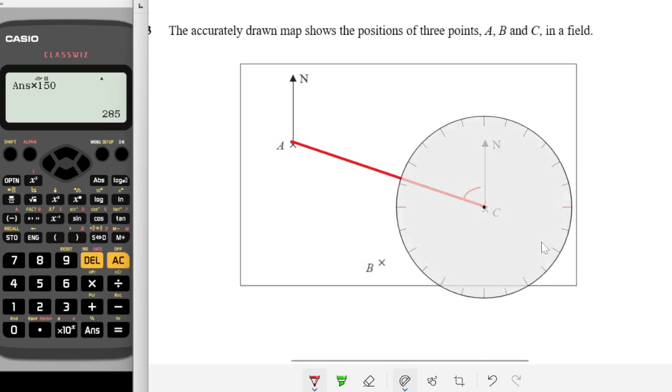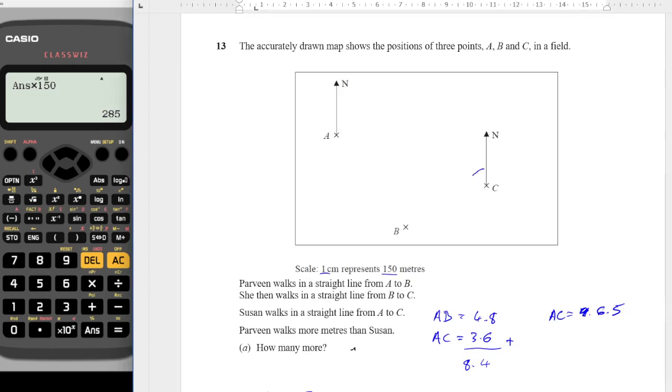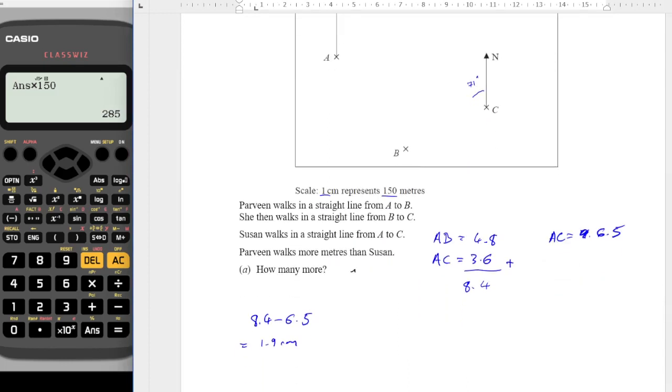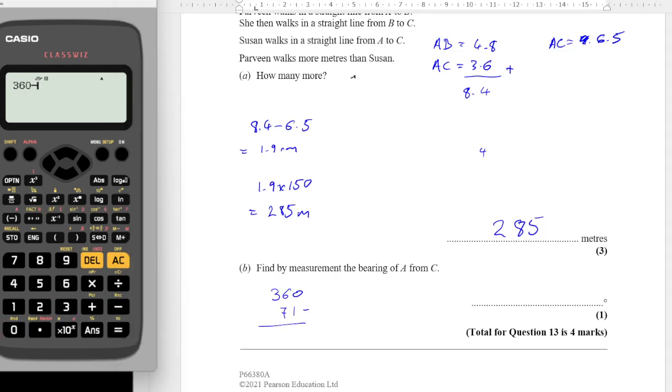So if you measure that angle, it's equal to 71 degrees. So I'm going to put 71 degrees there as my angle. I'm going to switch back to my page now. So I've found that that angle was 71 degrees. So my actual bearing is going to be 360 minus 71, which is going to give me 289.